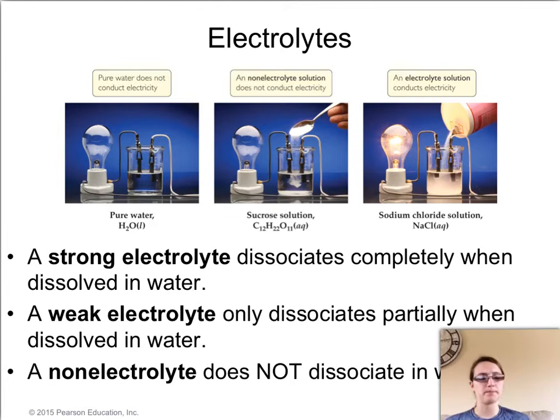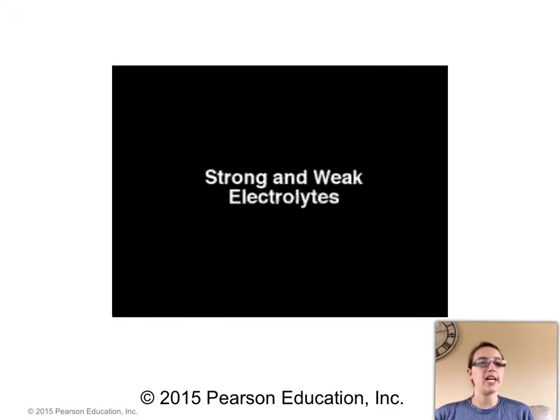A weak electrolyte only partially dissociates when it's put into water. Typically, weak electrolytes only dissociate about 1%. Which means if you're given a particle diagram, a weak electrolyte is one in which you have some ions, but you still have a lot of the initial compound. And then you have a non-electrolyte, which does not dissociate in water. Again, check out the resource videos for this chapter, because there is one on strong and weak electrolytes that will distinguish between the two and give more properties of each.